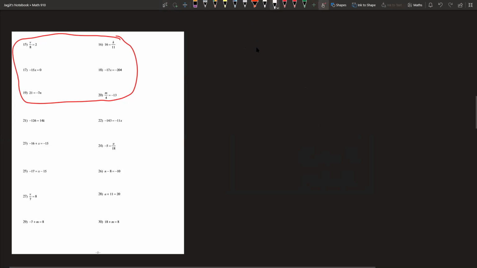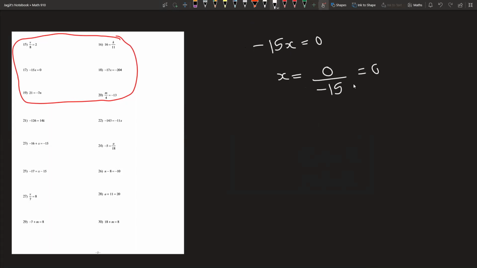Let's have a look at the next questions. So then I had minus 15x is equal to 0. This is a tricky one. What's the answer for this, Navneet? 0. Excellent. So what's going to happen is negative 15 will go across. It will land at the bottom. Guys, 0 divided by anything is going to be 0. So your x is equal to 0. Okay? So remember that 0 divided by anything is just 0.